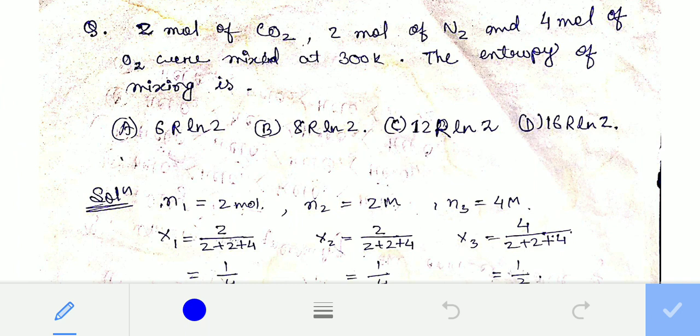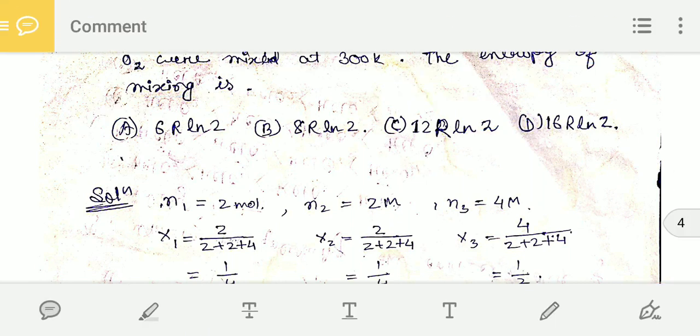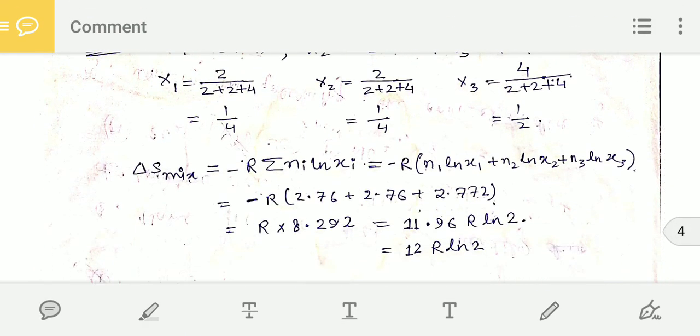2 moles of CO2, 2 moles of N2, and 4 moles of oxygen are mixed at 300 Kelvin. The entropy of mixing is? This is a question from Dalton's mixing, that is, entropy of mixing, right? So these are the options. Also, I have written the solutions for this question.